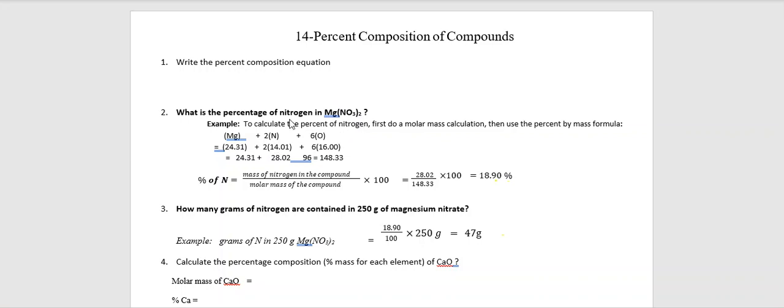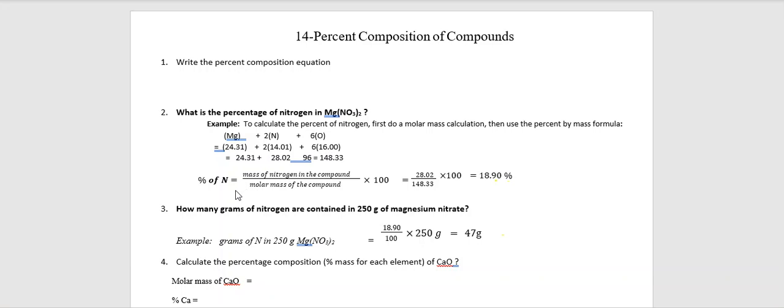All I have to do is find the molar mass first. So magnesium weighs 24.3, two nitrogens. Why two? Because this two distributes on everything on the inside, so it's two nitrogens and six oxygens. Nitrogen weighs 14.01, so 2 times 14, and 6 oxygens, so 6 times 16, and I add all these numbers up and I get 148.